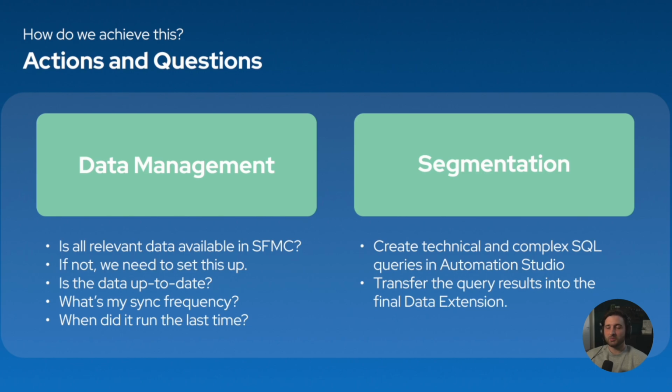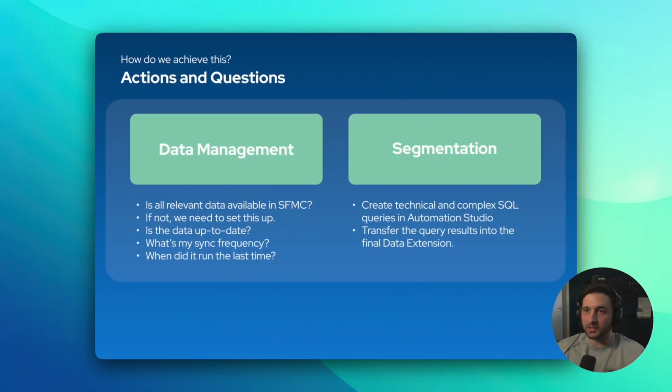So to segment in Salesforce Marketing Cloud, we need to go into the Automation Studio, and then we need to write SQL queries to generate the audience. So we have the query part, and then we have the action part, and in the action part we say, okay, once the query is finished and returned results, please push that data into my data extensions. And that would be it.